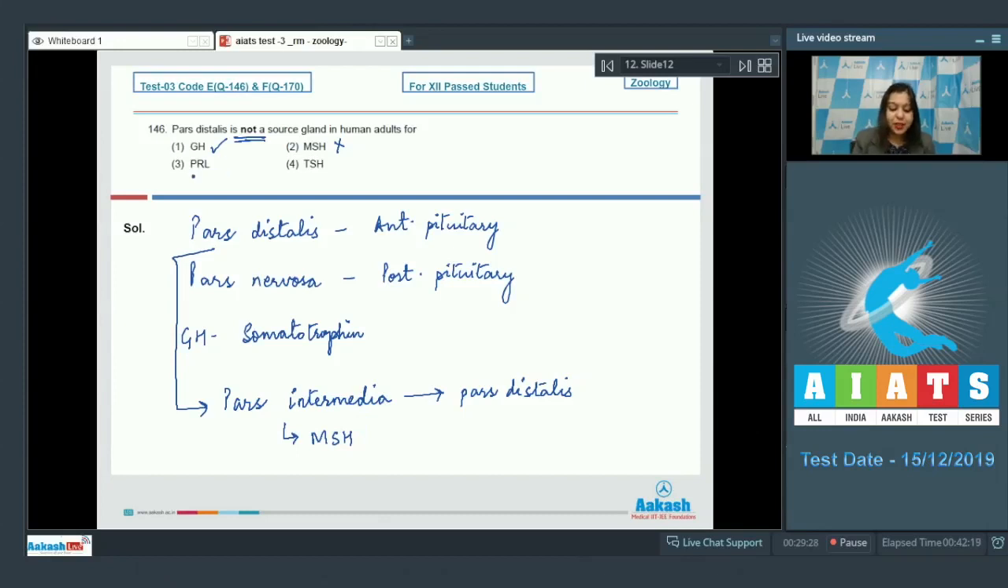Let us see the other options. Option number 3 is PRL, that is prolactin, which is also secreted by anterior pituitary. And option number 4 is TSH, that is thyroid stimulating hormone. This is also secreted by anterior pituitary. So the correct answer becomes option number 2, that is MSH, which is secreted by the pars intermedia. Let us see the next question, students.